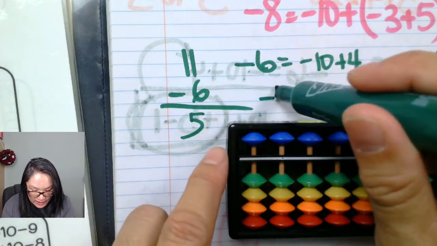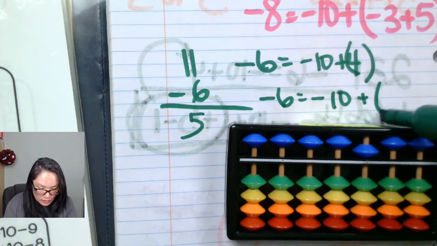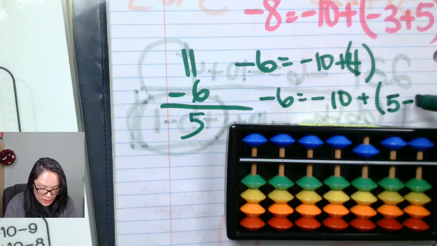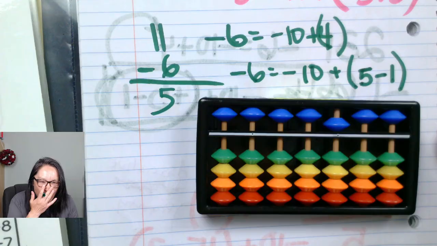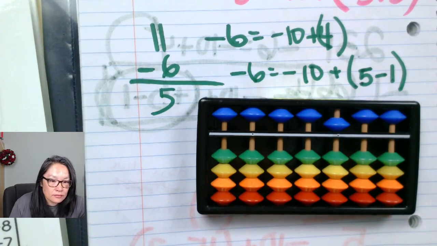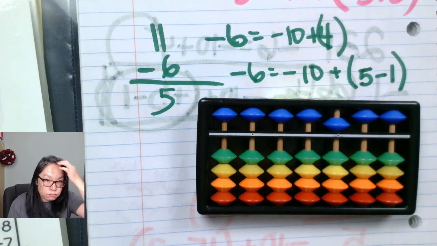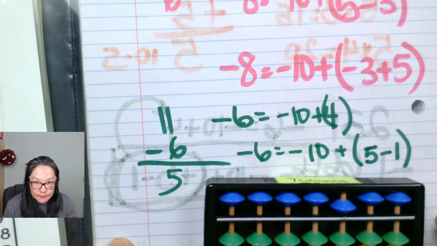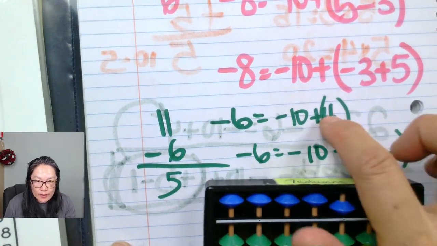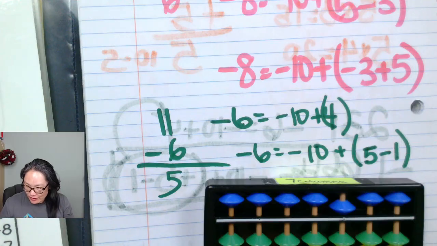So what do we do? Minus the 6 is equal to plus the 5 minus the 1. Yeah. So this is what we call a two-step. It uses associative property. I think I'm going to claim the associative property.